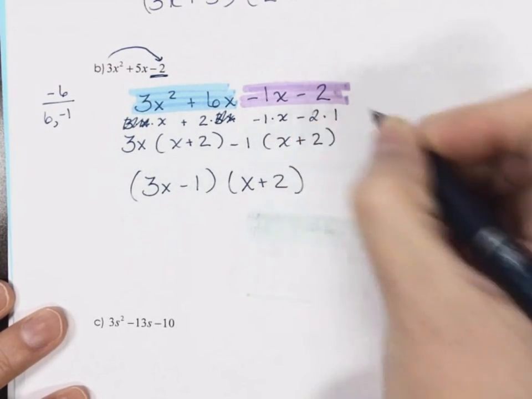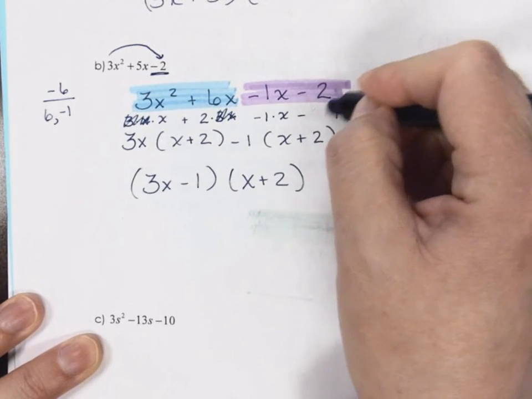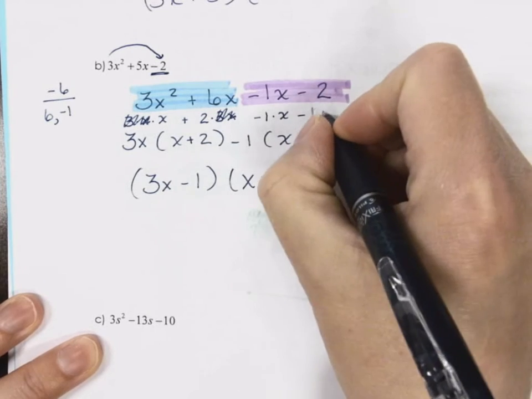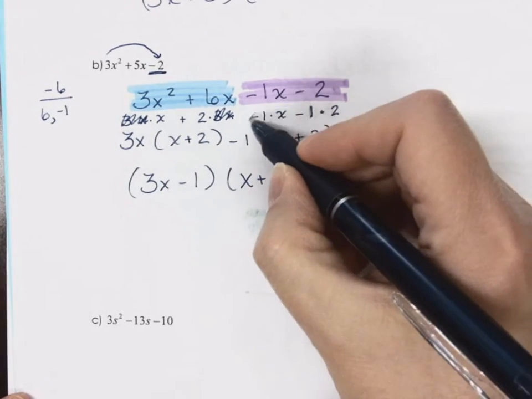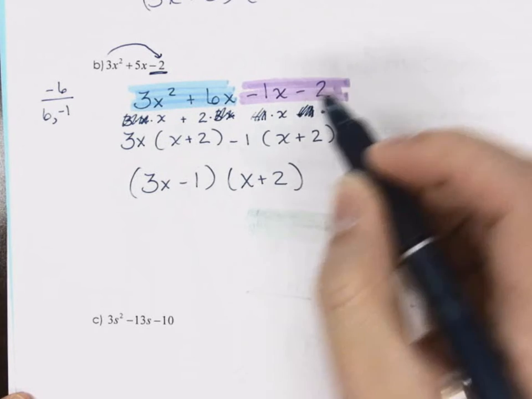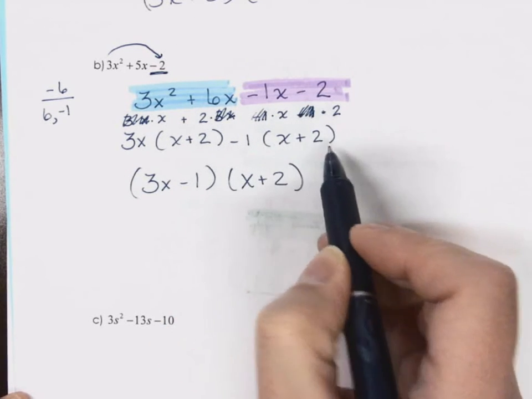If you did this, what's the problem with that? Which number is negative? The 2, and what did I want to take out? I wanted to take out a -1. So I had to write my pair in a specific way so that the 1 was negative. So then I take the -1 out, and I'm left with x, and this is a +2, so it's +2.